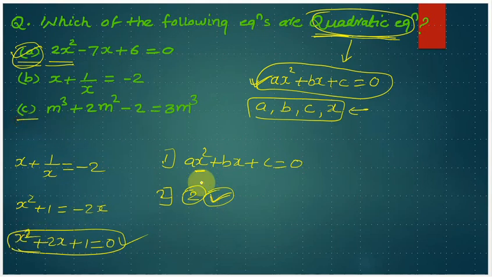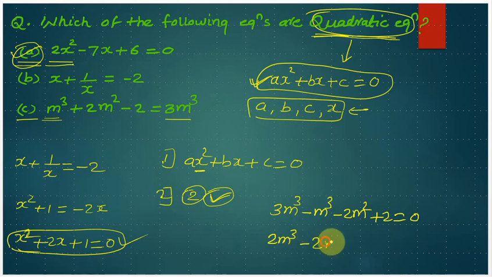Now the third one, m cube plus 2m square minus 2 is equal to 2m cube. On the right hand side there is 2m cube and on the left hand side is m cube. If we adjust this equation, then this becomes 2m cube minus m cube minus 2m square plus 2 is equal to 0. So this becomes m cube minus 2m square plus 2 is equal to 0. In this equation, the higher power of the variable m is 3. So this is not a quadratic equation.